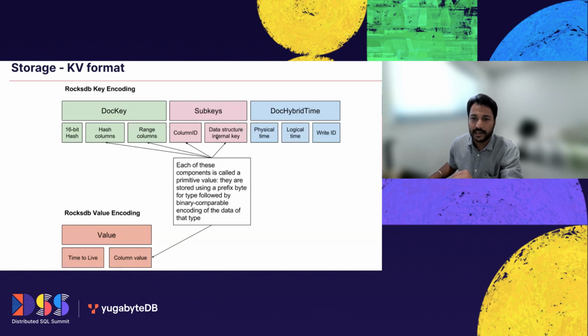Then this is the data type of that particular column. So for telephone number, the data type would be integer. So that would be right here. Then the physical and logical time of when that write request came in, and then a unique write ID that is assigned to each write request. So this is how the key is encoded. For the values, you have an optional time to live associated with the actual value, which is the telephone number in our example.